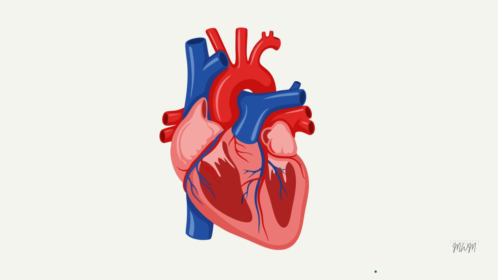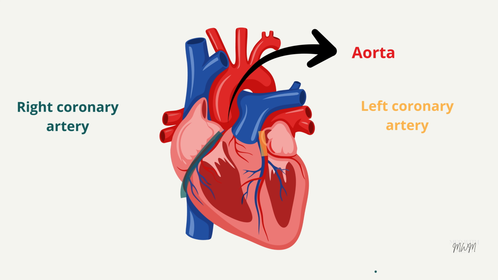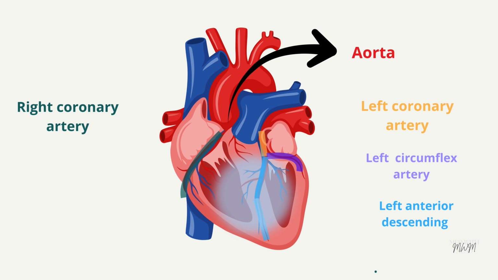The coronary arteries rise from the base of the aorta and wrap around the heart like a crown. We've got two main ones, the right coronary artery and the left coronary artery. The left coronary artery quickly divides into two major branches, the left circumflex, which supplies the lateral wall of the left ventricle, and the left anterior descending artery, which supplies the anterior wall and the septum. When the left coronary or its branches are blocked, we see anterolateral changes on the ECG.